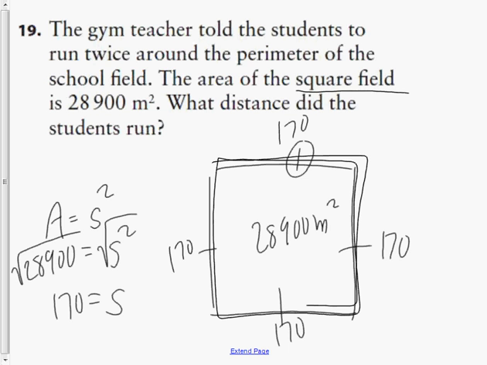So one lap would be 680 meters. 2 laps would be another 680, which is 1,360 meters. That's the answer to the question. How far did each student run? 1,360 meters.